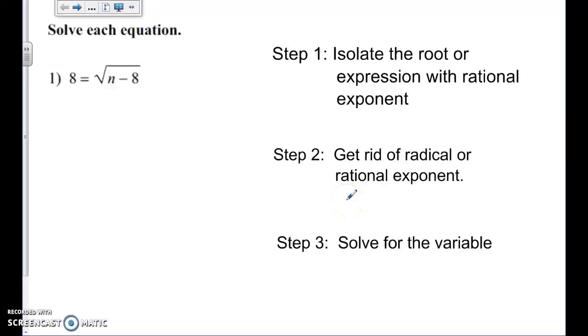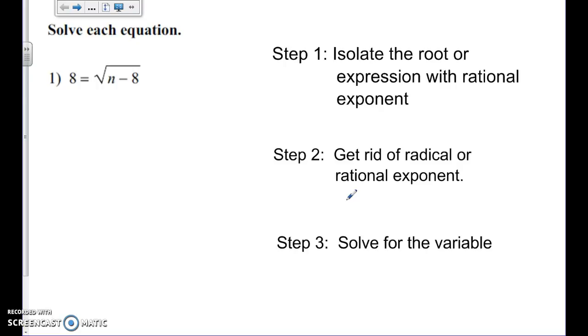Over the next couple minutes, I just want to talk about a couple concepts with you. We've been dealing with radicals and rational exponents, and we can solve equations that contain them. We're going to see this multiple different ways, but the first way is just with a simple radical one, and trying to solve that.